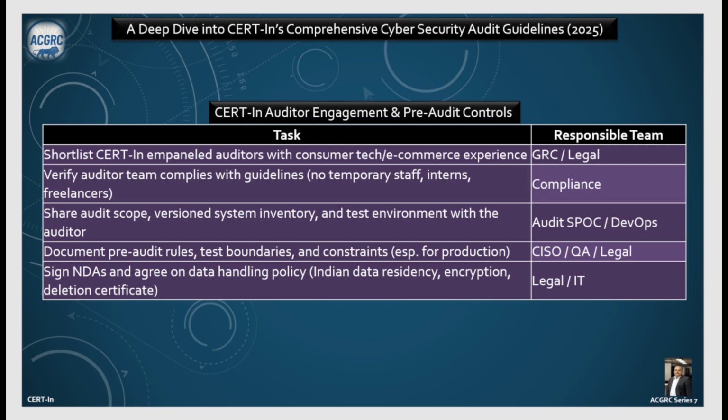Step 4 is to document pre-audit rules, test boundaries, and constraints, primarily driven by CISO, quality team, or legal team. Step 5. You need to sign an NDA and agree on data handling policies, primarily around the Indian data residency, encryption, and deletion certificate. This should be driven by your legal and IT team.